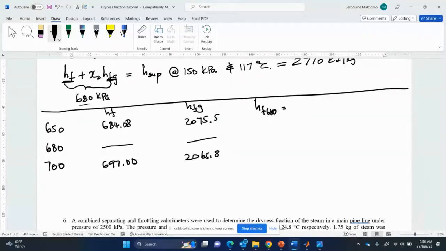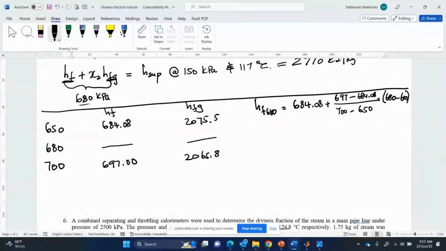I'm going to say 684.08 plus the difference between 697 minus 684.08, divided by 700 minus 650, multiplied by the difference between 680 and 650.